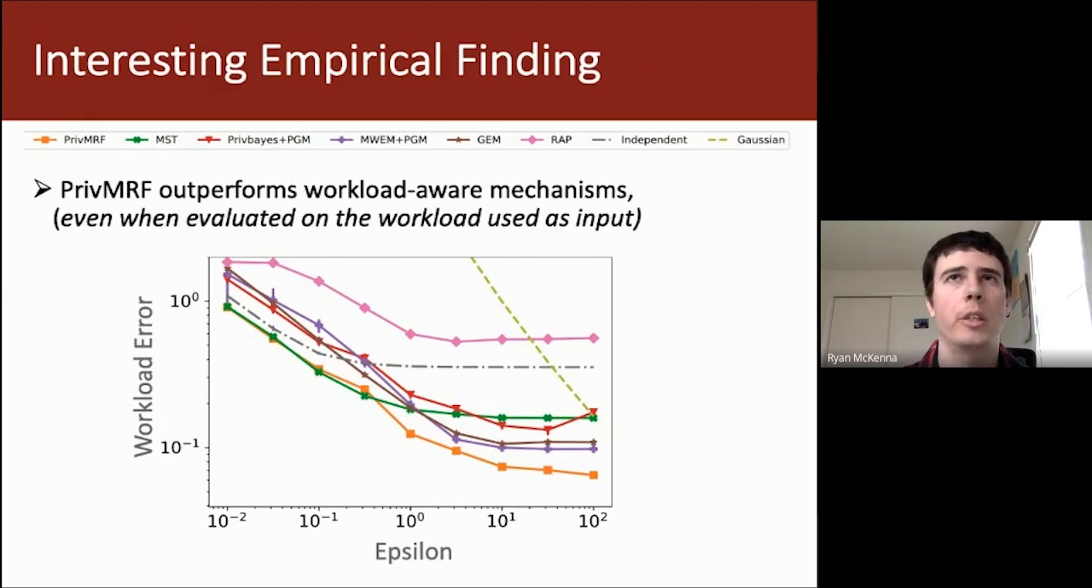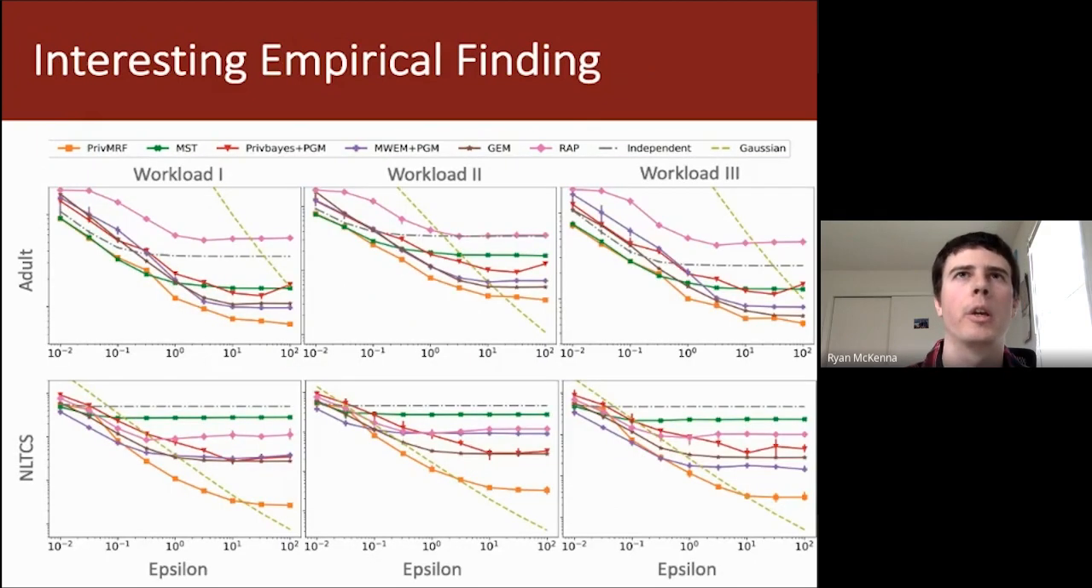So this is a remarkable property of PrivMRF. It's really doing a good thing, and it's not unique to this data set or workload. I've also tested on 6 data sets and 3 workloads, and it really is consistently better than all the competitors in almost every case, except for sometimes in the very, very low epsilon regime. 2 of the data sets are shown here.